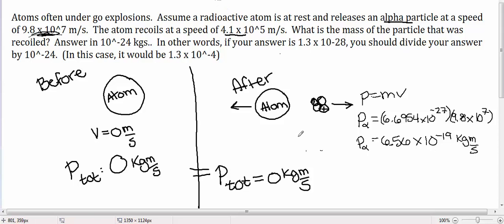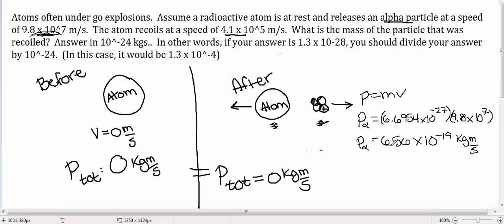Now remember, the momentum of this alpha particle has to be the same as the momentum of this atom, but in the opposite direction. The alpha particle is moving to the right, so my atom is going to be moving to the left. However, the magnitude, or how big the momentum is, needs to be identical. One will just be negative, so it adds to 0.